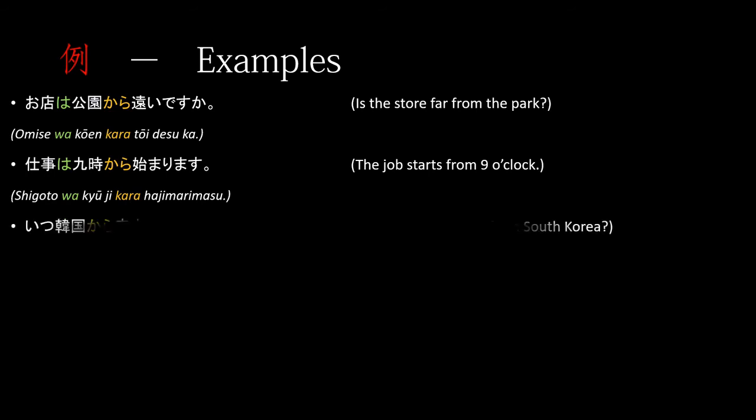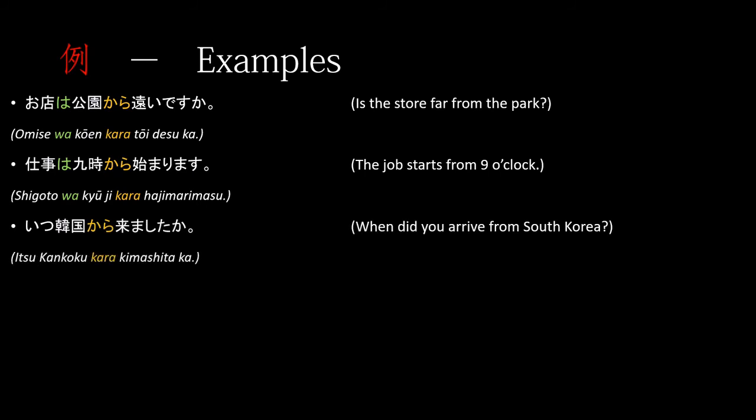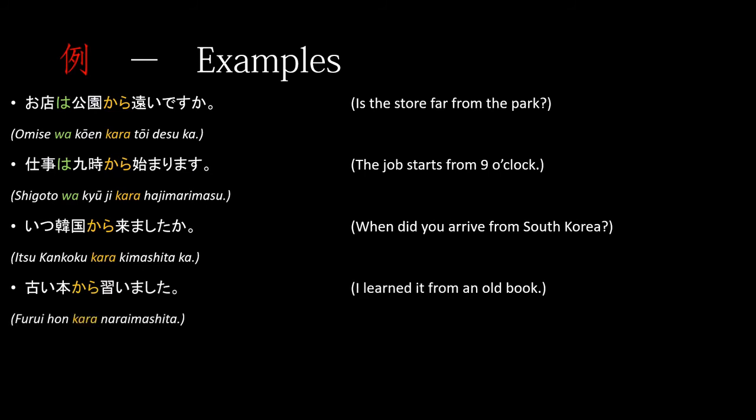Our third sentence, Itsu Kankoku kara kimashita ka? And our fourth sentence, Furui hon kara naraimashita, have essentially the same thing to show us, and that is that kara can stand on its own and that it does not necessarily require the presence of wa to function, because we can understand the topic of these two sentences from context.